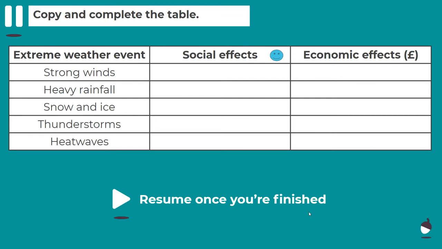So what I would like you to do is to copy and complete the table that you see on the screen with your ideas. So how do each of these types of events affect people and their lives? That would be social effects, but also how do these events affect the economy or wealth within the UK? And these would be economic effects. So copy and complete the table and include as many ideas as you can.